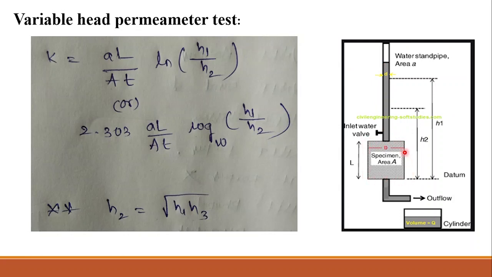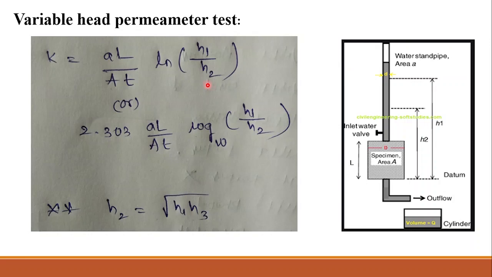Now we can find the permeability of soil using this formula. K is equal to a L by A T, with natural log of H1 by H2. T is nothing but the time taken from H1 to H2, right? L is the length of the soil specimen. Small a is the cross sectional area of the stand pipe, that is the smaller area pipe. And capital A is the cross-sectional area of the larger area pipe where the soil specimen is inserted. H1 is the initial height and H2 is the final height after reaching the certain height.